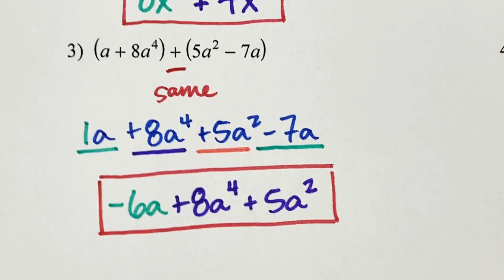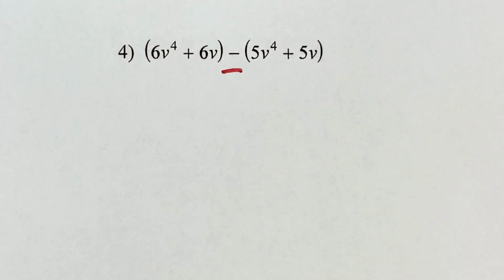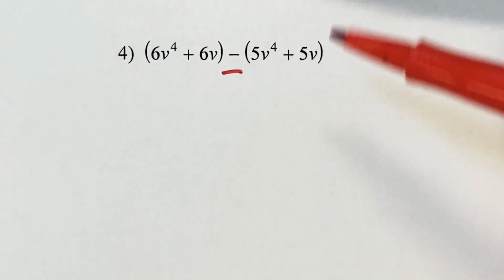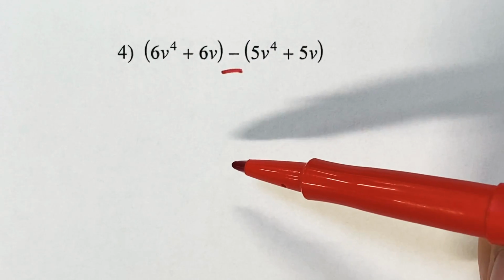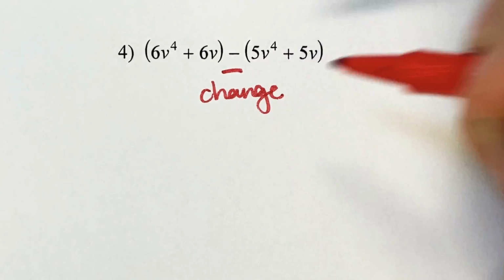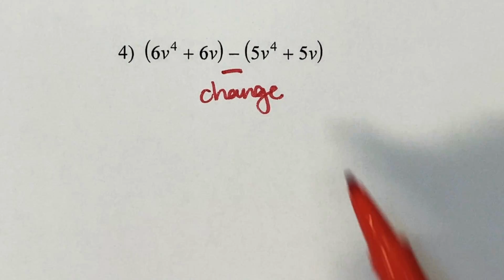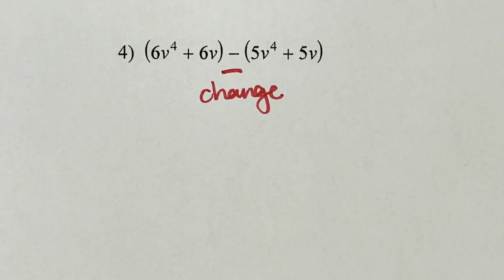Let's look at number 4. What sign is in the middle? What are we actually doing here? We're subtracting. When we're subtracting, do our signs stay the same or do they change? They are going to change. But only the signs after the subtraction sign, right? This guy is like he's distributing in.